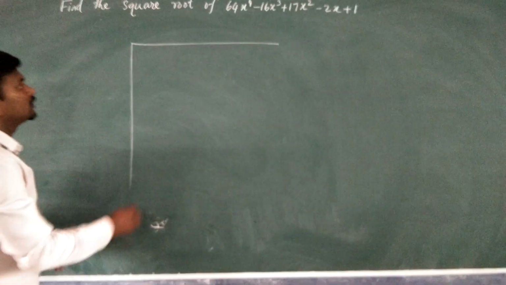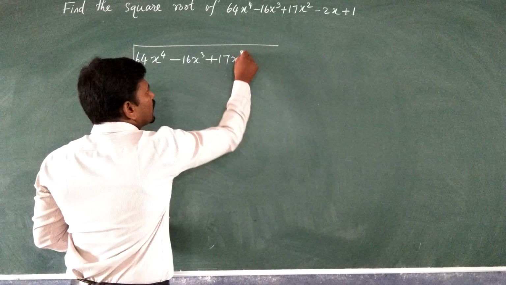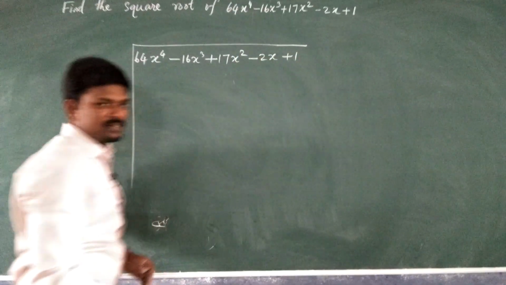It is very simple. You have to remember the steps, the process, how it is going. 64x power 4 minus 16x cube plus 17x square minus 2x plus 1. This is the given question. First you write the given question. Then the square root of the first term, it must be a perfect square.